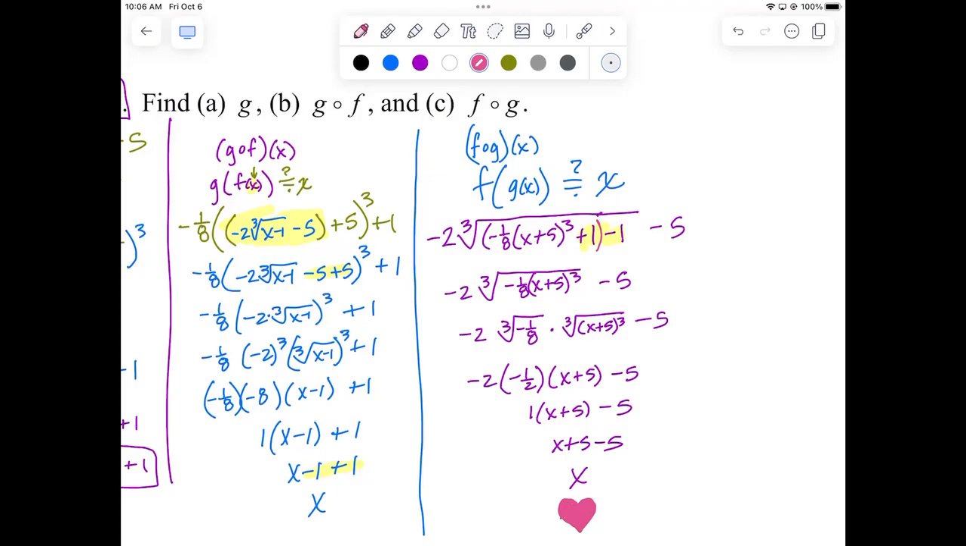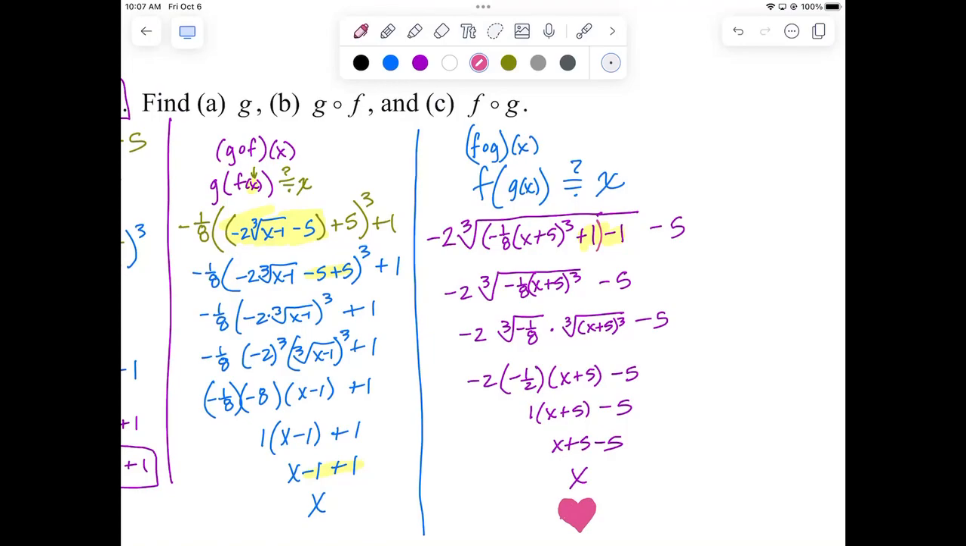Well, what's the cube root of -1/8? One number times itself 3 times is -1/8. -1/2, right? The cube root of a negative number is negative. So it becomes -1/2 times, and then the cube root of x plus 5 cubed is just x plus 5 minus 5. And then you're like, ooh, what's -2 times -1/2? +1. So it's 1 times x plus 5. 1 times anything is itself. Now your 5 cancels out, and you're left with x.